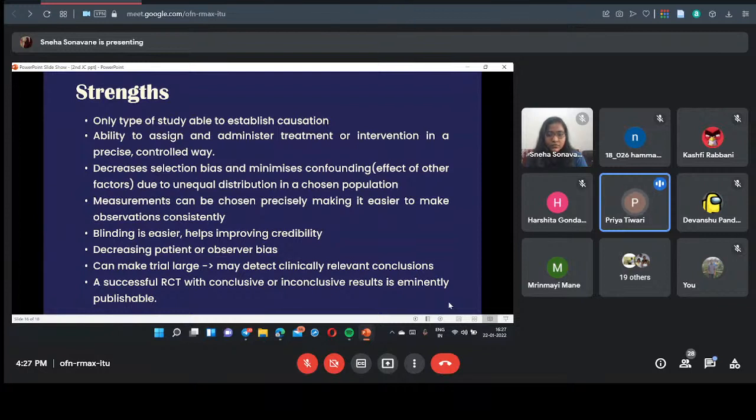that is, the effect of other factors which occurs due to unequal distribution of the chosen population. As I said earlier, a similar age group is placed together, so the effects we would have got because of unequal age distribution are eliminated. This is one of the strengths. Then the measurements can be chosen precisely, making it easier to make observations consistently. Also, blinding is easier, which helps to improve credibility. Here, I would like to ask you all: do you know what blinding exactly is, and why it is done?